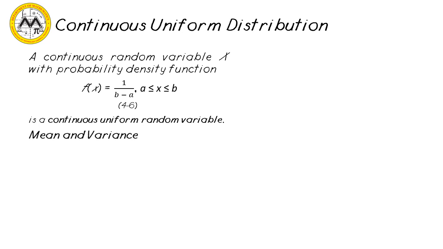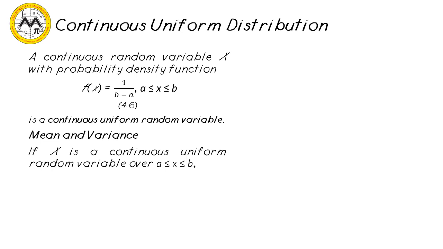variable. For the mean and variance, if the random variable x is a continuous random variable over the interval from a to b, the mean or the expected value of x is a plus b over 2, and the variance, which is V of x, is equal to b minus a squared all over 12.